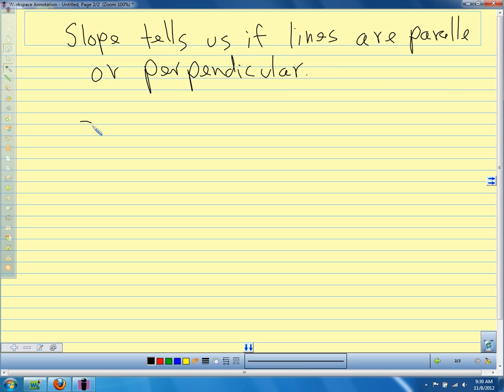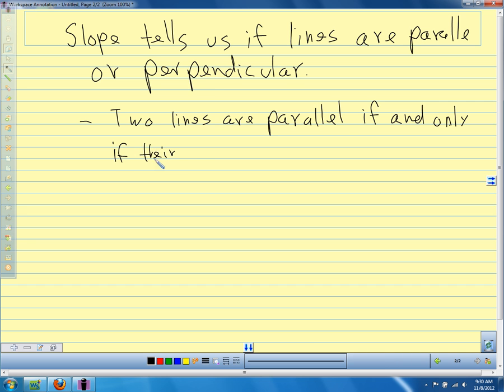And this is how we tell two lines are parallel if and only if, so this is a definition, if and only if their slopes are the same. So we know two lines are parallel if their slopes are equal. And vertical lines are always parallel.